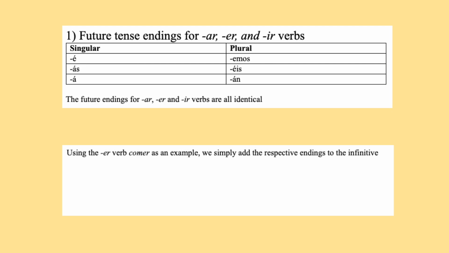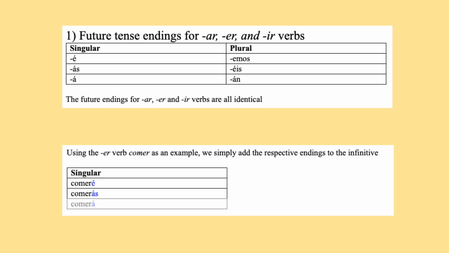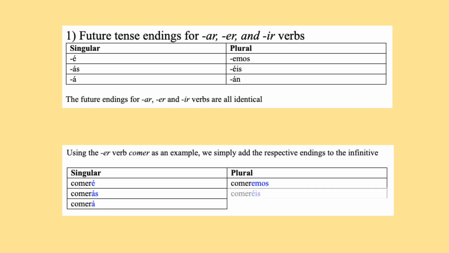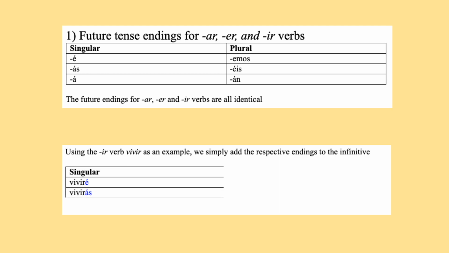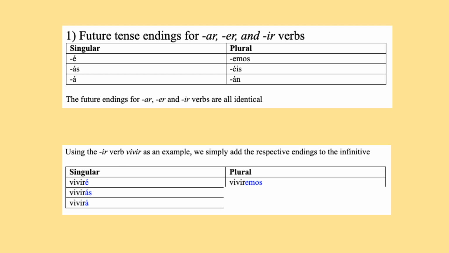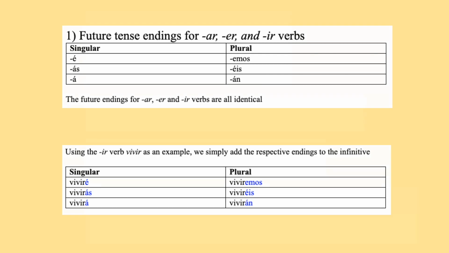With the ER verb comer, we do the same thing. We take that infinitive and simply add the respective endings we see above. Comeré, comerás, comerá, comeremos, comeréis, comerán. And for the IR verb vivir, we again take that infinitive and simply add the respective future tense endings we see above. Viviré, vivirás, vivirá, viviremos, viviréis, vivirán.